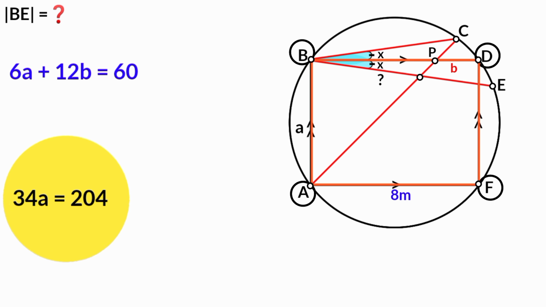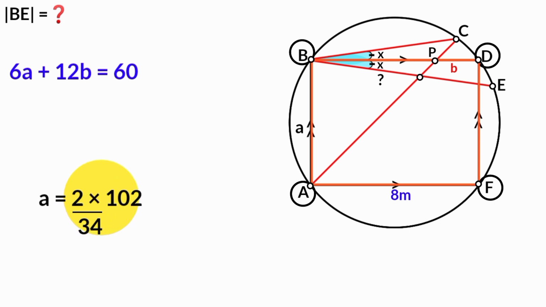Divide both sides by 34. Here 34 cancels 34, while here 204 divided by 34. Since 204 is the same as 2 times 102, and 34 is 2 times 17, this 2 cancels this 2. 102 is 2 times 51. This 51 divided by this 17 is 3. 2 times 3 is 6. So A equal to 6. That is, the length of this side is 6 meters.